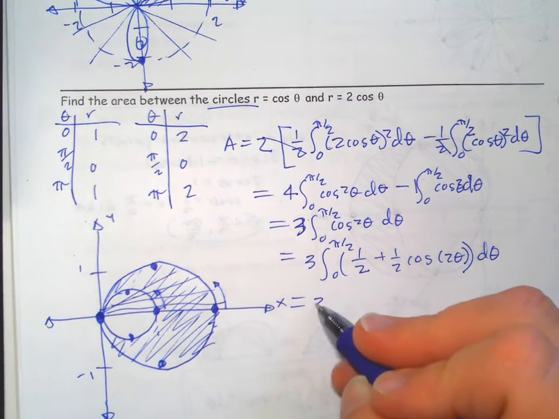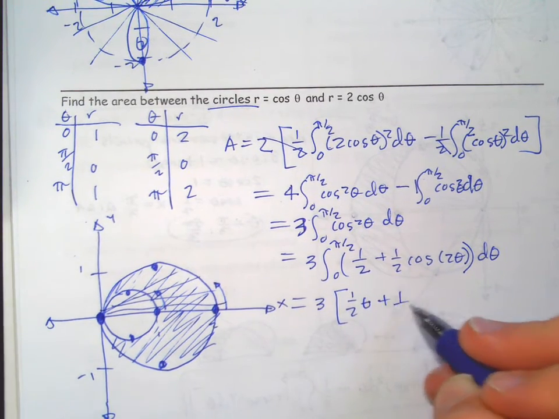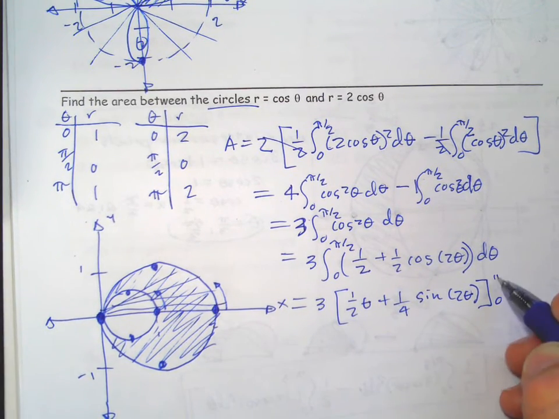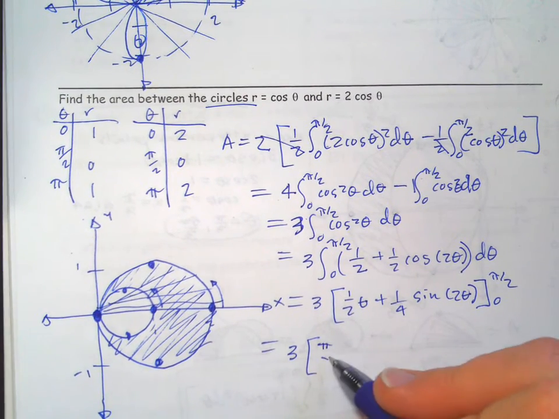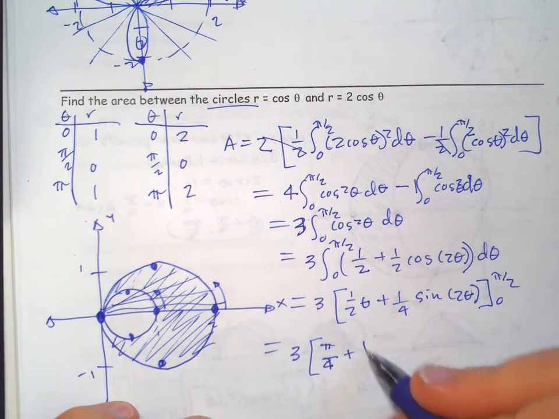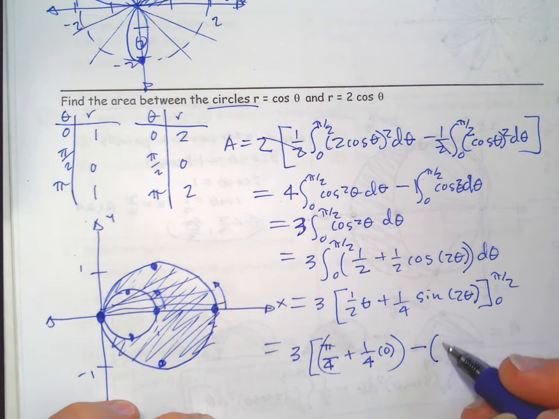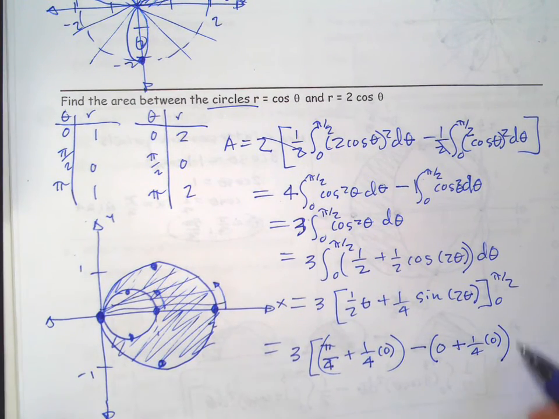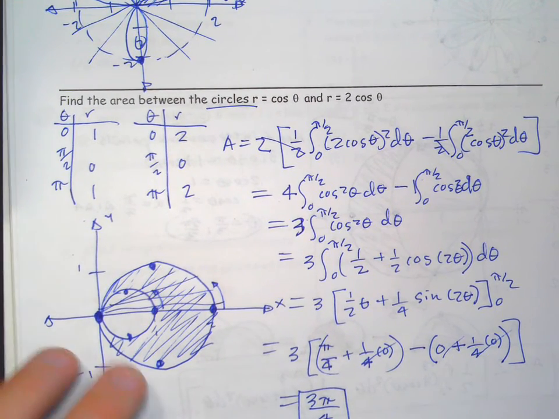So then we would get 1/2 theta plus 1/4 sine 2 theta, and then 0 to pi over 2. So we would get pi over 4 plus 1/4 sine of pi, which is 0. And then you plug 0 in, you get 0, and sine of 0 is 0. So this one works out pretty nice. The answer is 3 pi over 4. That is the area between those.